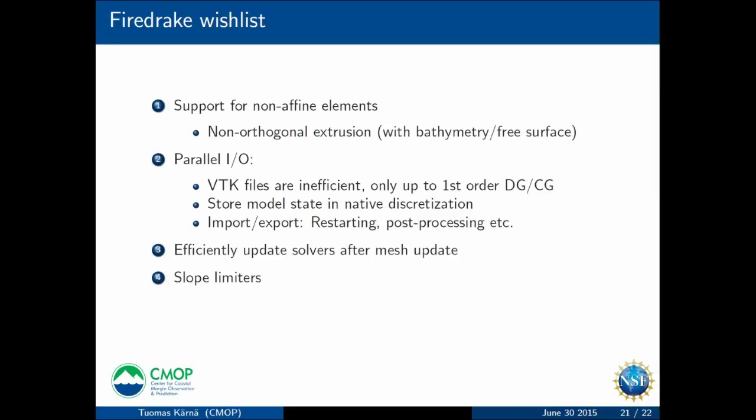Another issue is that as you have this moving mesh, updating the solvers after the mesh update is a bit expensive because you need to reassemble your systems, and I don't know if there's any way to speed it up. And the last point is slope limiters. I haven't worked on slope limiters so far, but I think in the end it would be interesting to at least see how they perform.